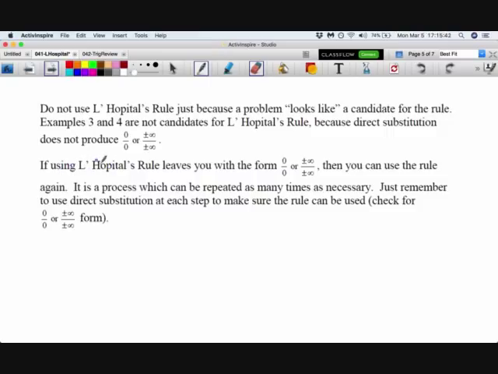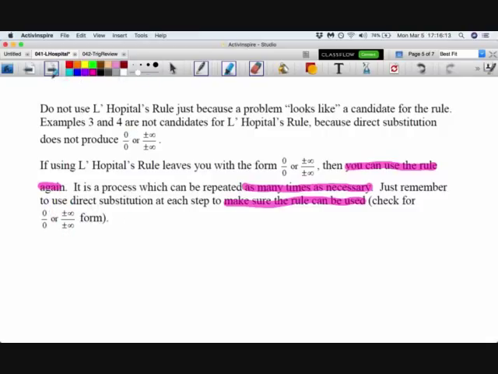If using L'Hopital's leaves you with this, you can use the rule again. So that's somewhat new news for you. It is a process which can be repeated as many times as necessary. And that's not the best, it's going to be annoying. Just remember to use direct substitution each step to make sure the rule can be used again, which means check for one of these two forms.